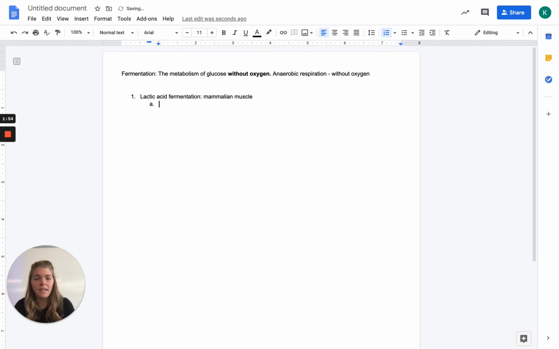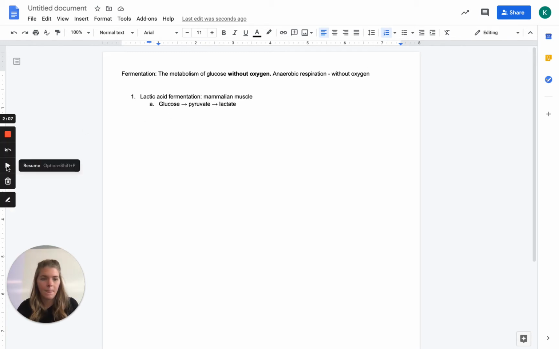And what's happening in lactic acid fermentation? We're taking glucose and turning it into what we call pyruvate. And then from pyruvate, we turn that pyruvate into lactate. So again, we're turning that glucose into pyruvate, and then we're turning that pyruvate into lactate. Okay, so it's a breakdown of glucose without using oxygen, and we're breaking it down by turning it into pyruvate and then into lactate.